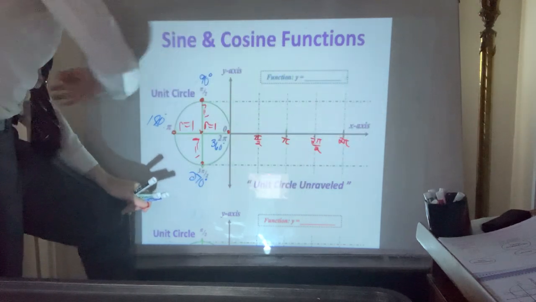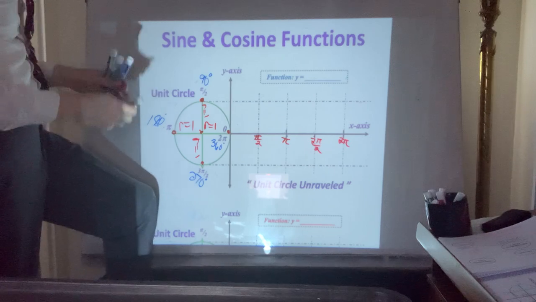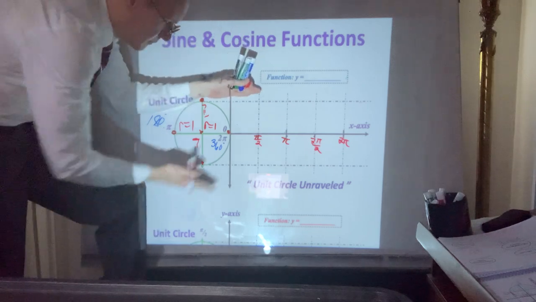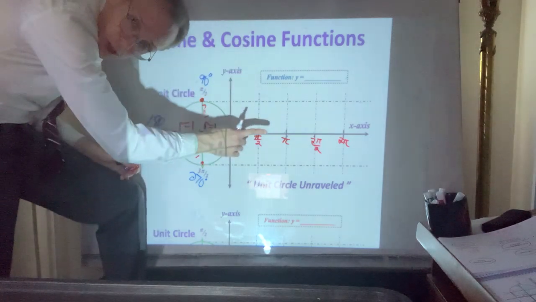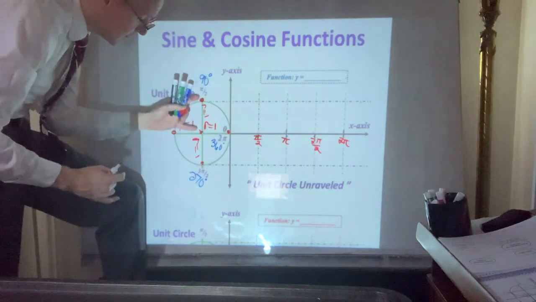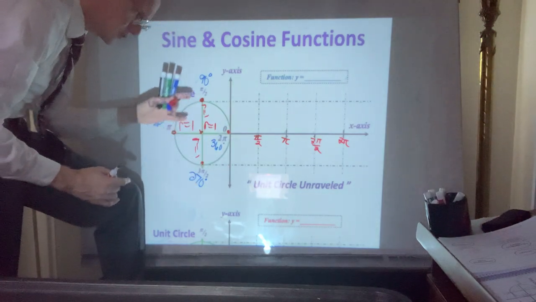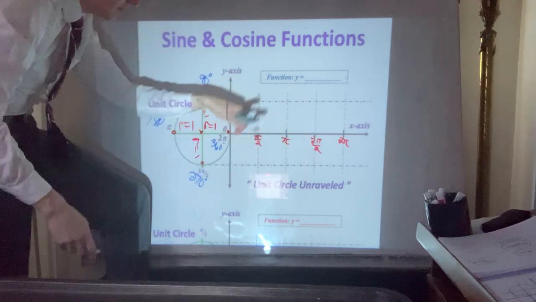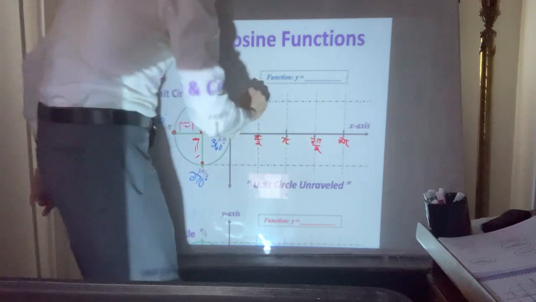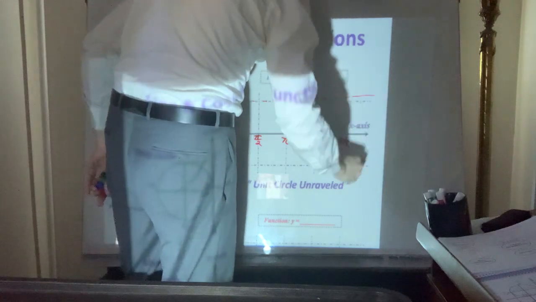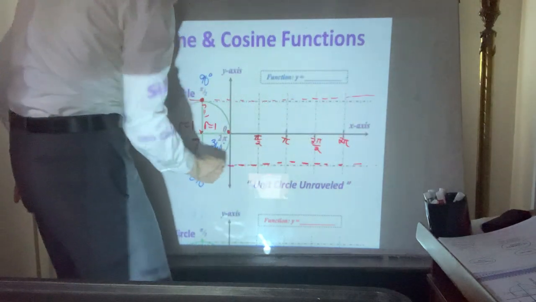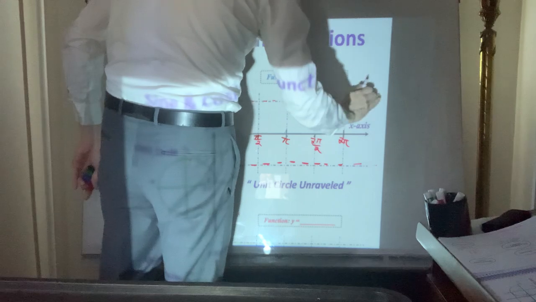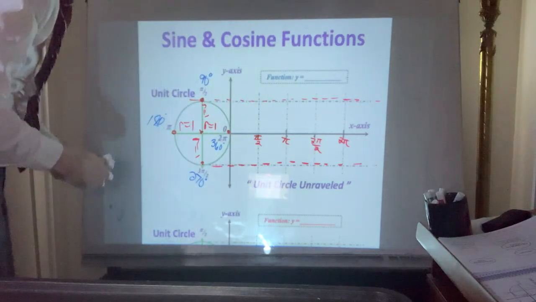In theory, it could go in the other direction as well. The ceiling and the basement on this motion would be dictated by the radius. So if it's a unit circle, therefore the radius is 1. The height of the wave would be no bigger than 1, all right? That's why this is a dashed line here, and a dashed line here. Here's how the wave would unravel, all right?